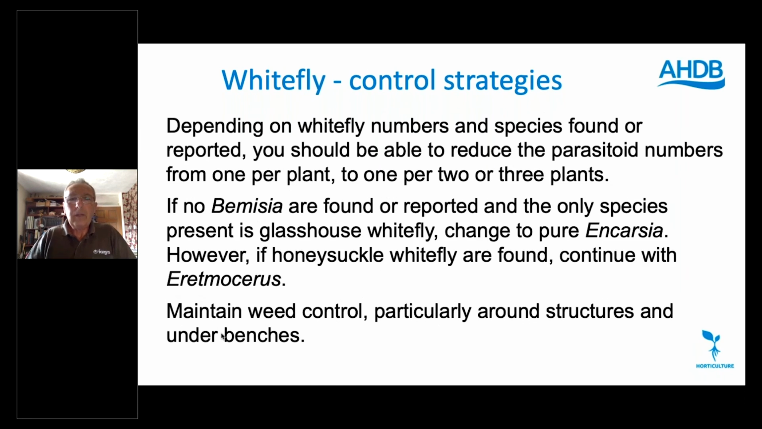And again, depending on whitefly numbers and species found or reported, and this is where you keep in contact with your AFA inspector and your IPM specialists, because they would have their fingers on the pulse as to what's going on in the area. Make sure that you keep an eye on what's going on, and if no Bemisia are found or reported, and the only species is likely to be glasshouse, you could change to pure Encarsia. Be aware of the honeysuckle whitefly. If that's found, continue with the Eretmocerus. To be honest, with poinsettia, it's probably best to stick with the Eretmocerus because they will do the host feeding far more than Encarsia will.